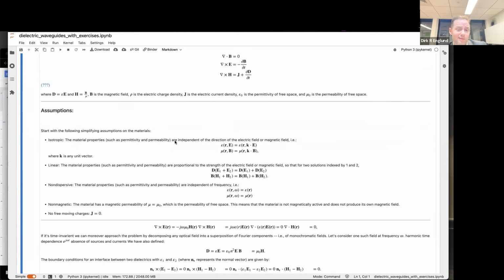permittivity and permeability are independent of the direction of the electric field or magnetic field. That's what isotropic medium, dielectric medium means. So when I say that the material properties like permittivity and permeability do not depend on the direction of the electric field or the magnetic field, that's not normally true, but we're going to assume it here. It's not true for many crystals, but we'll assume it here. It just makes the math easier, but it's easy to deal with it if you do have a non-isotropic material.